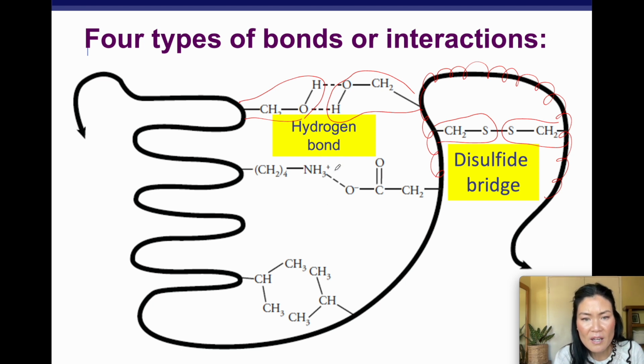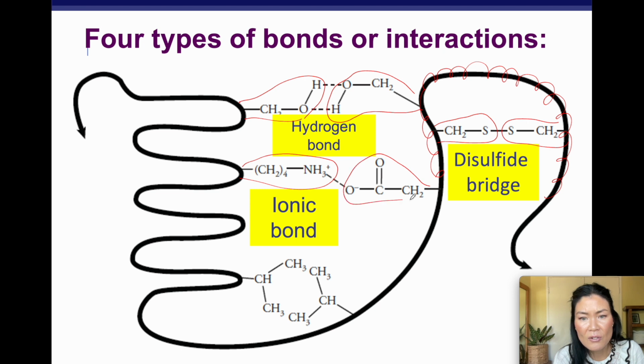We've got a plus sign, we've got a negative sign. That's what we call an ionic bond, right? A bond of attraction of opposite charge. They cause this chain to fold.